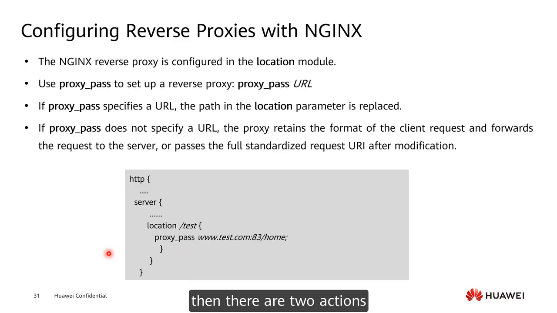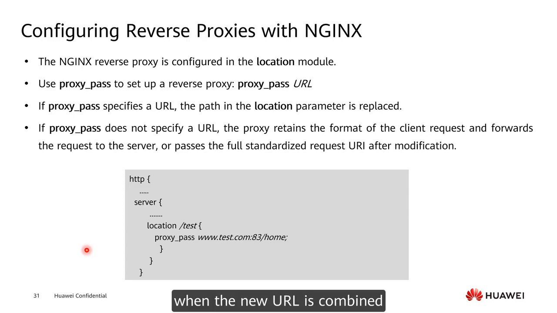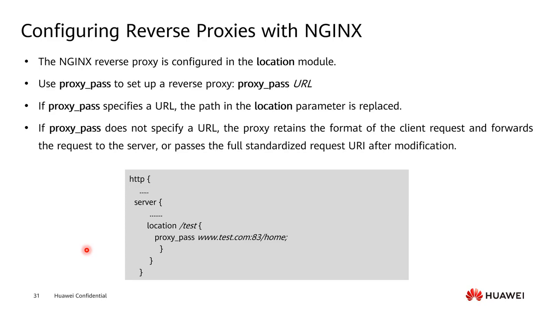Then there are two actions: retain or not retain the matched content. If the URL in proxy path ends with a /, the matched content is not retained when a new URL is combined. If the URL in proxy path does not end with a /, the matching content is retained when a new URL is combined.